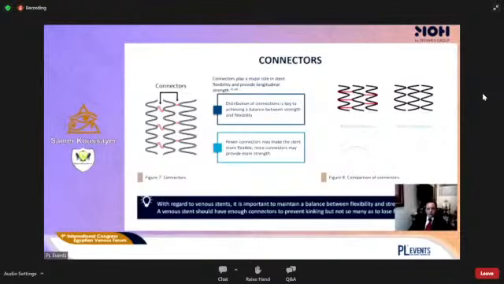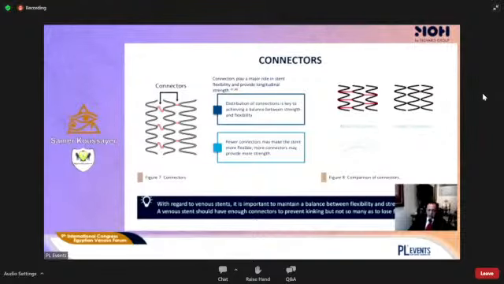The connection is very important. This is the one which gives you the flexibility of the device. So with regard to the venous stent, it's important to maintain the balance between flexibility and strength. A venous stent should have enough connectors to prevent kinking, but not so many as to lose flexibility.